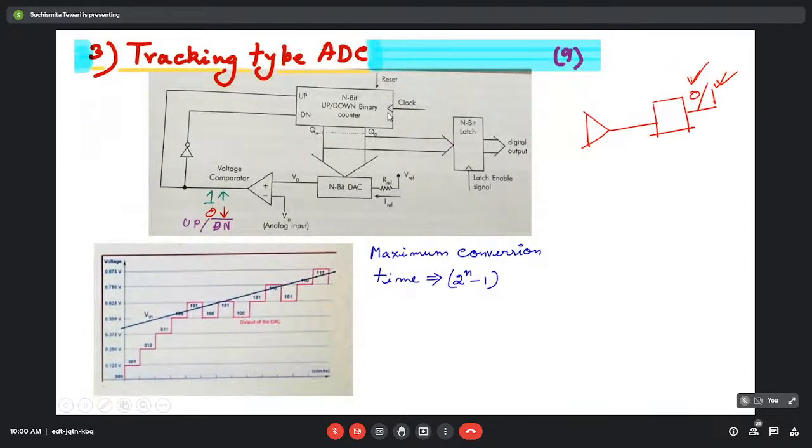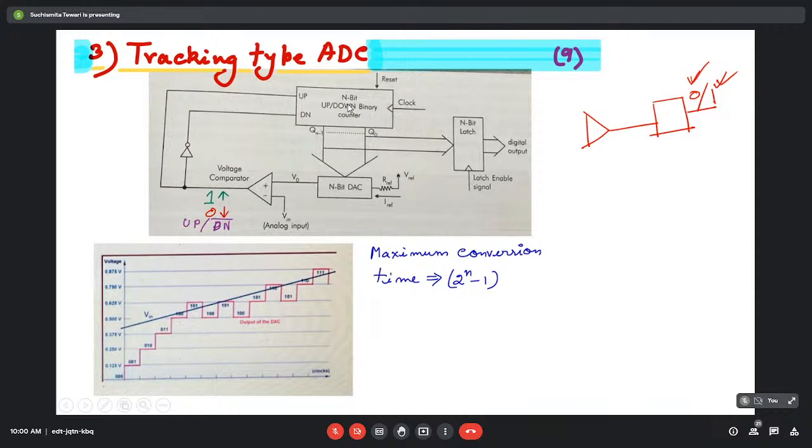So that is why from this design, we actually modified this counter into an up down counter. But when we are modifying that previous up counter to an up down counter, obviously we are increasing the circuitry elements within it, and that's why it will increase the circuit complexity compared to the previous counter type ADC.